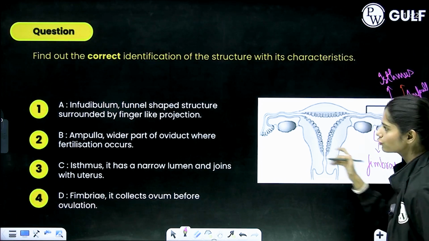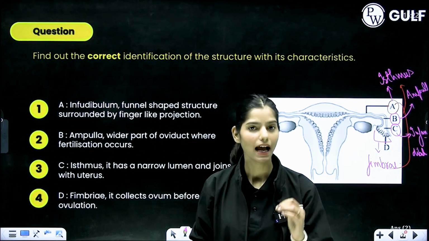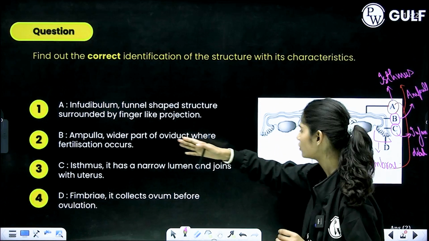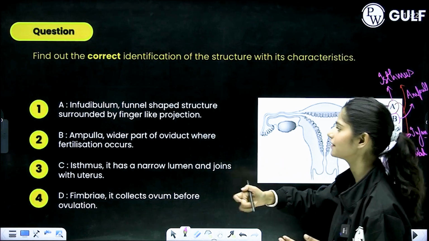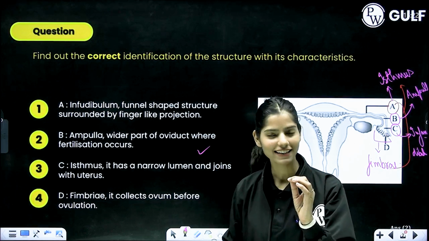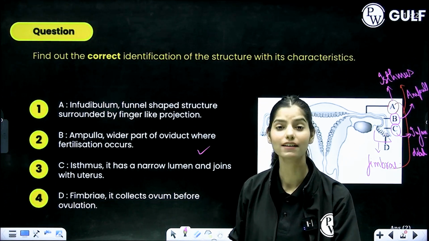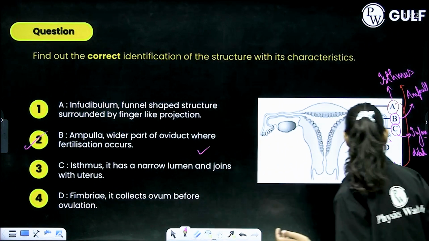So you need to choose the option accordingly. So make sure, first of all, you label the diagram and then answer the question, okay? So let's see. A is infundibulum, which is definitely wrong. B is ampulla, and yes, that is absolutely correct. It is the wider part of the oviduct, and at the junction of ampulla and isthmus, we all know that fertilization takes place according to NCERT, right? So yes, we have the second option as the correct answer.